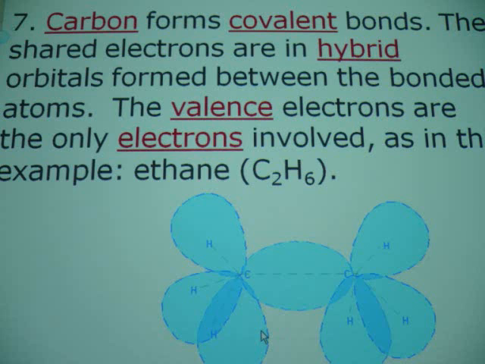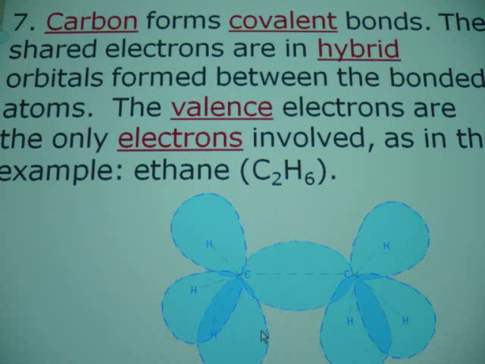Now, let me show you something. This is the attraction. There's an atom, there's an atom, there's an atom. You see the 6 H's? You see the 2 C's? That's what you got.